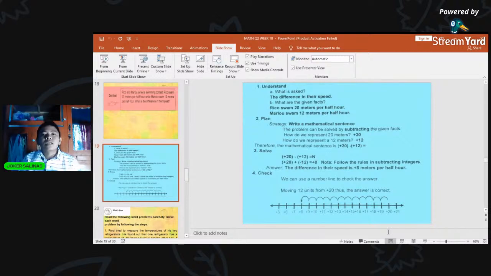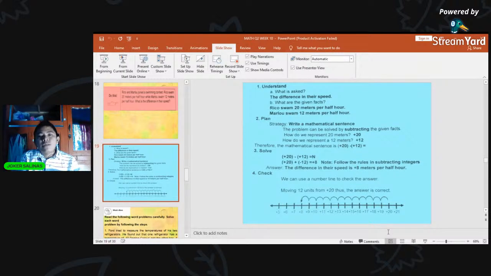How do we represent 20 meters? It's positive 20. How do we represent 12 meters? It's positive 12. Therefore, the mathematical sentence is positive 20 minus positive 12 equals n. I forgot to write the letter n there, but any letter will do. That's correct. Now, let's solve.